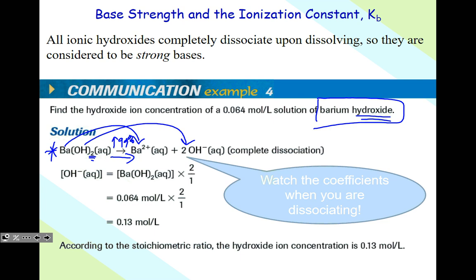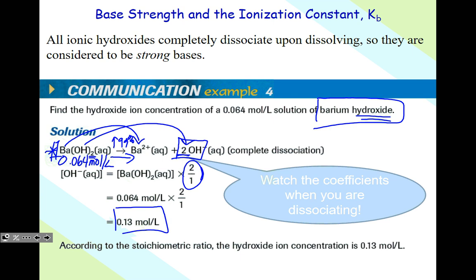So if the concentration of barium hydroxide is 0.064 moles per liter, we just use our molar ratio to figure out the hydroxide ion concentration. This is a 2-to-1 ratio. So our hydroxide ion concentration is going to be 0.064 times 2. See how easy that is when you're dealing with strong acids or strong bases? Not a big deal, right?